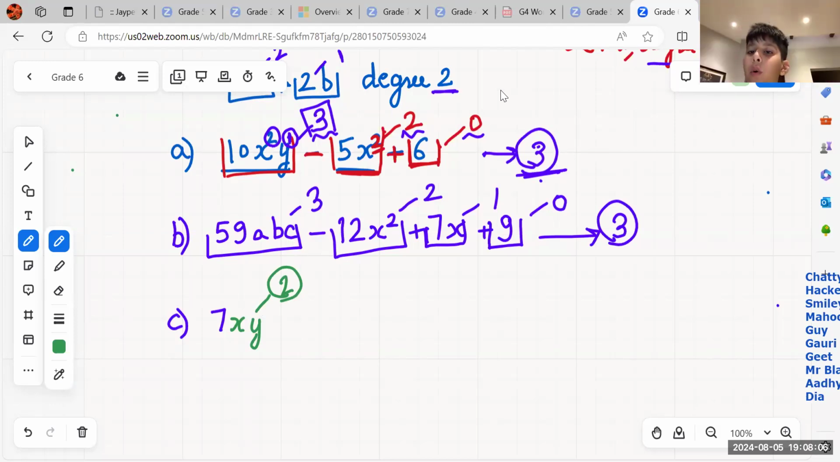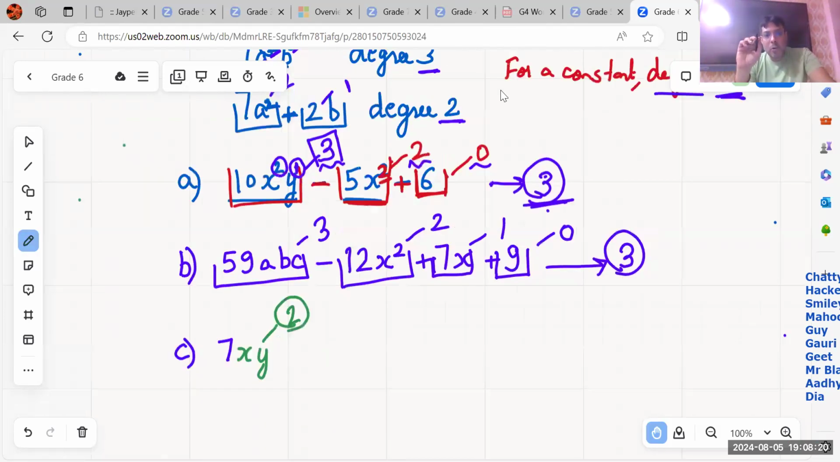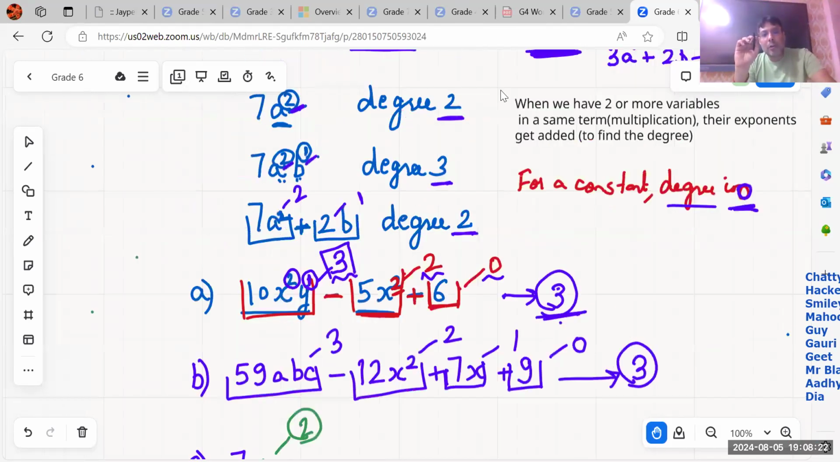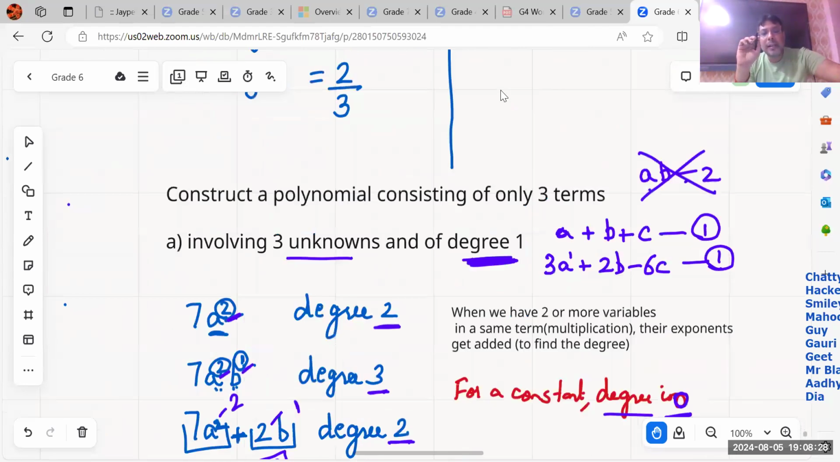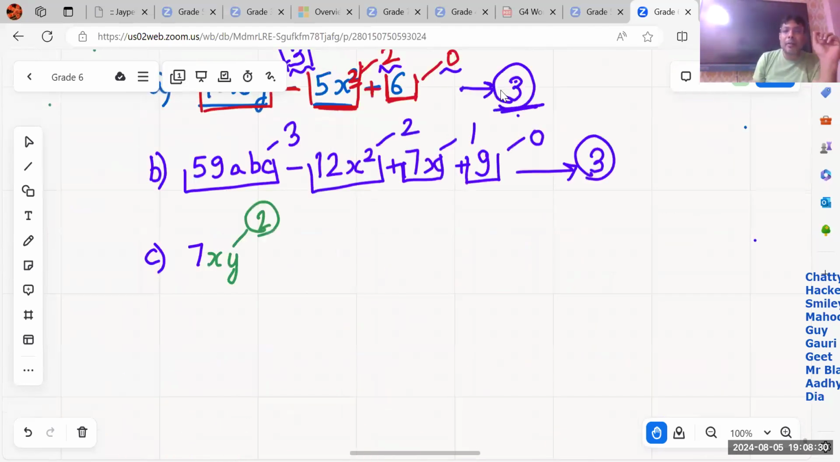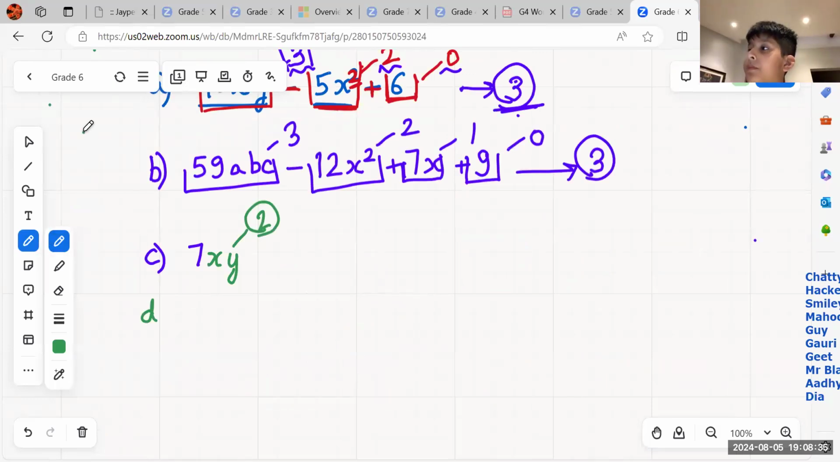Listen to me, right now in grade 6 you solve equations involving degree 1 only. In all the questions I gave you, have you ever seen a power of 2? Yes, sir, understood. Because you will do degree 2 equations in your higher grades, not now. Right now you will solve only linear equations, and linear equations have degree 1. Okay, understood.